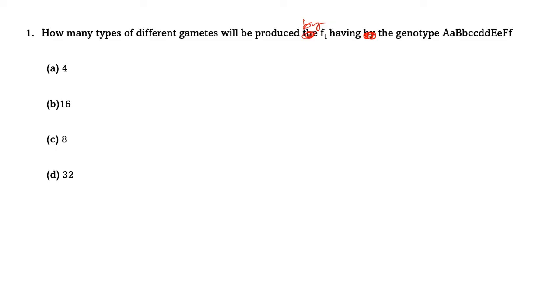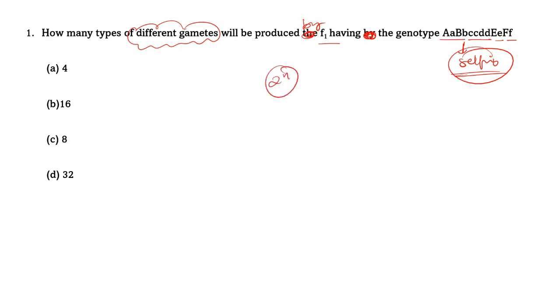Okay, let us start with the first question. How many types of different gametes will be produced by F1 having the genotype capital A, capital B, small c, small c, small d, capital E, small e, capital F, small f? They are asking for the total number of different gametes that will be produced by F1 if we are selfing this combination. Always remember the total number of gametes produced by the F1 will always be equal to 2 power n, where n is the number of segregating genes, or number of heterozygous genes.